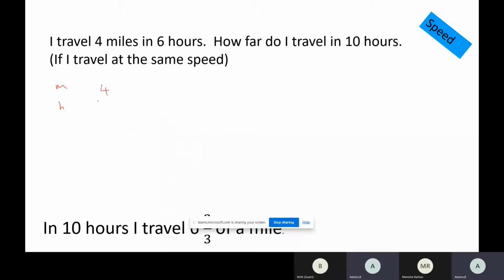hours, 4 over 6, how far do I travel in 10 hours? X over 10. So you simplify your fraction. X over 10. 20 is equal to 3x, divide by 3, divide by 3. X equals 6 2/3. So I travel 6 2/3.